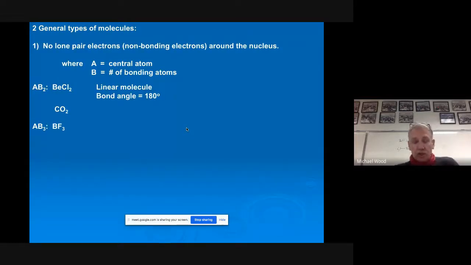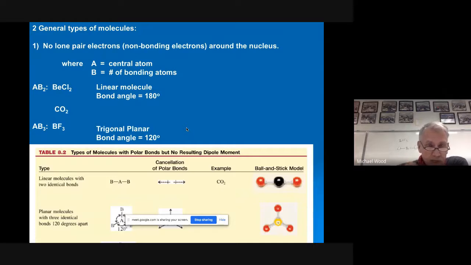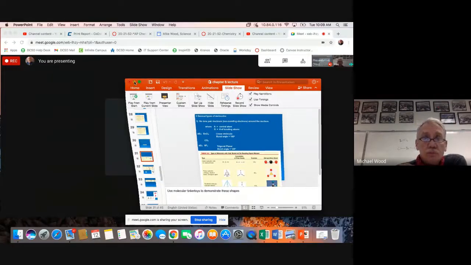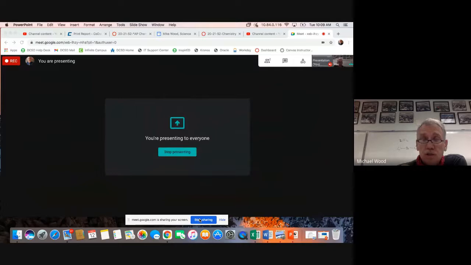Okay, so here's the next family, AB3. And BF3 is an example of that. And again, we got to know the names of the shapes, and we got to know the bond angles. So BF3. So like I said, the first thing we're going to do here is we're going to do the dot structure. And you remember there were three elements that were exceptions to the octet rule. Beryllium in the last one was one. Boron is another.